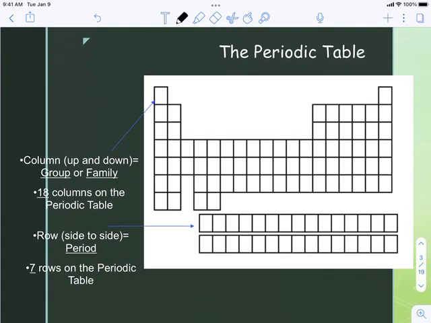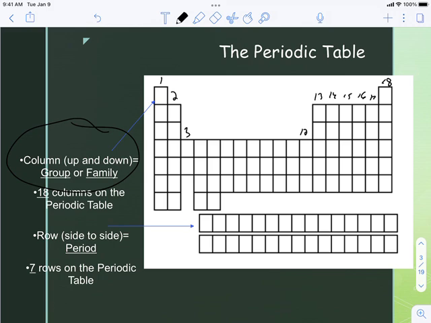Two very important vocab words that we'll use a bunch are group and period. Groups are the columns. So every column is a group. If you count the columns, you will notice there are 18. Therefore, there are 18 groups on the periodic table. Each group is arranged very carefully, and we will see that elements in the same group or the same column share similar chemical and physical properties.